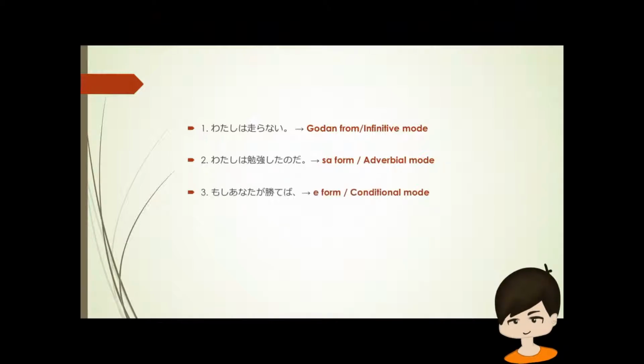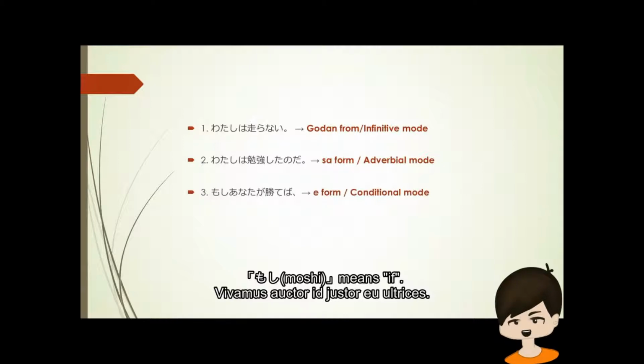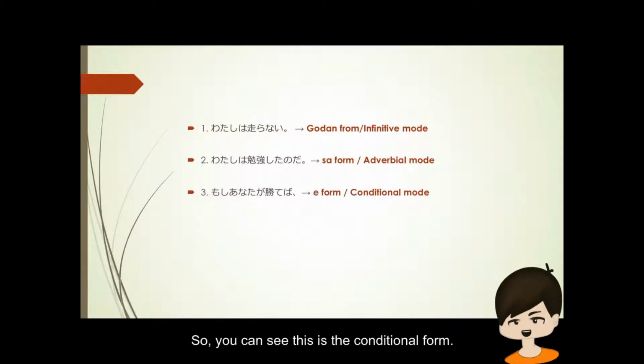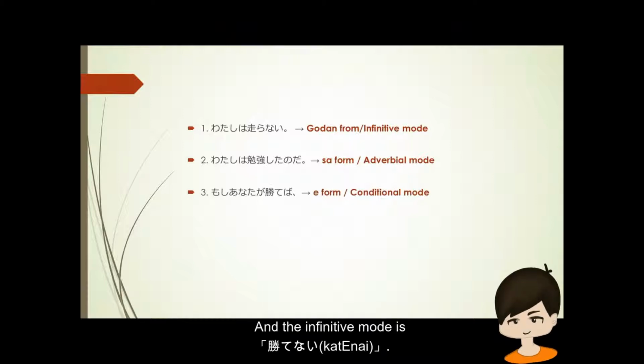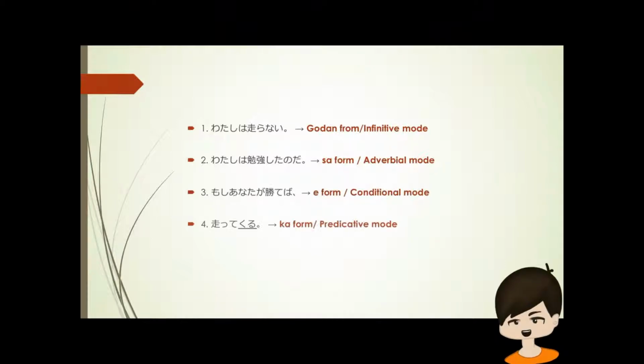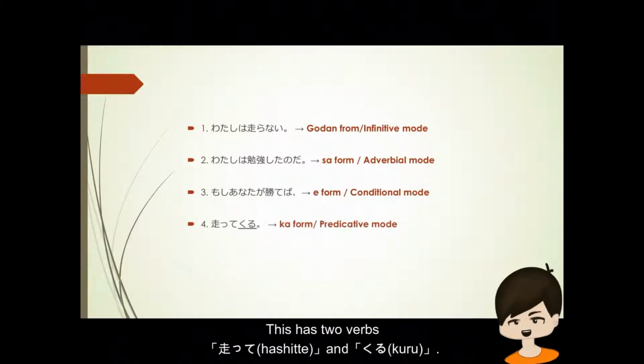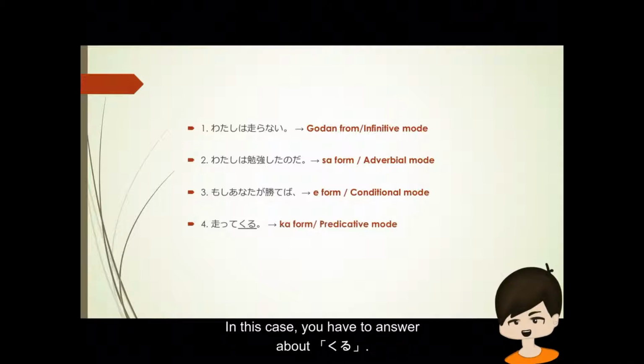Number 3. もし means if. So you can see this is the conditional mode. And the infinitive mode is 勝てない. So you can see this is E form. Number 4. It has 2 verbs. 走って and 来る. In this case, you have to answer about 来る. So this is ka form and predicative mode.